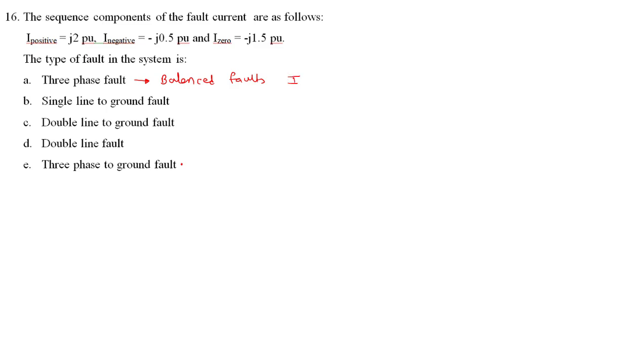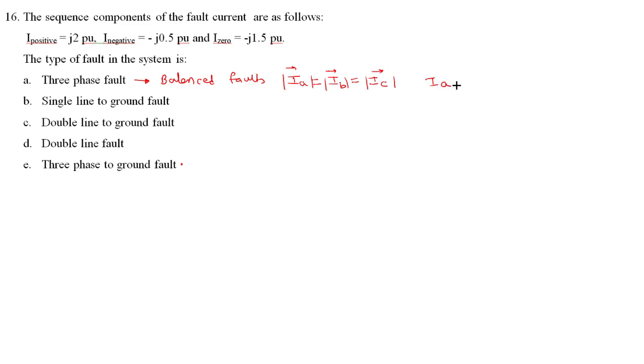So current flowing through phase A will be the same as current flowing through phase B, which will be the same as current flowing through phase C. I am talking about the phasors. They will be displaced by 120 degrees. So the magnitude of each current will be the same. The phase angle will be 120 degrees, and we know that for a balanced system only the positive sequence component will exist.